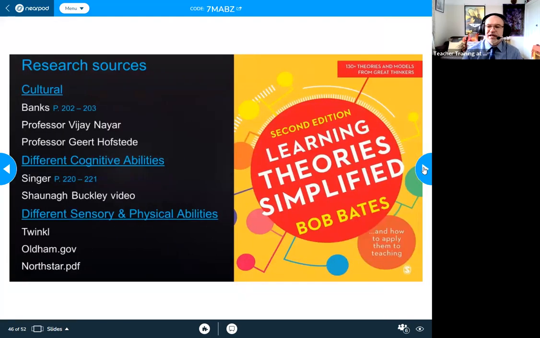For cultural factors, you've got one reference in the Bob Bates book. I've also put the full copy of Professor VJ's slides onto OneFile Resources, and there's also a link on there to Geert Hofstede and his research. So you've got some options with cultural there. For cognitive, you've got one reference in Bob Bates of Singer, and then you've got Shauna. Her video is on there. You can use Shauna as a reference if you want to, and a copy of her slides is also on OneFile Resources.